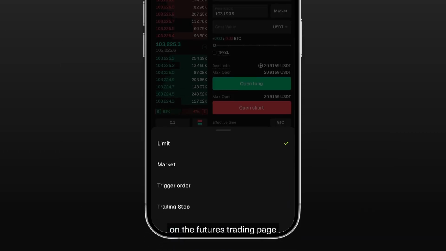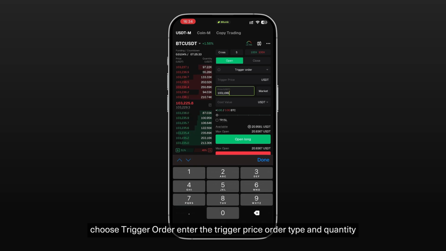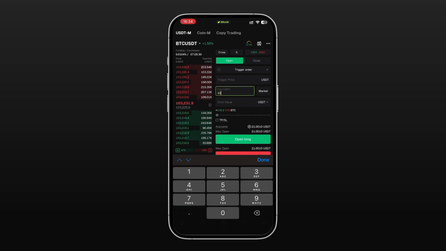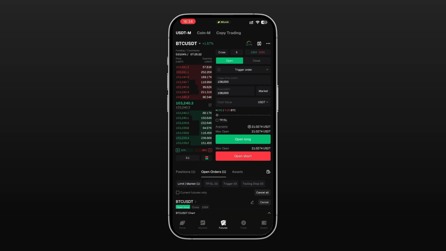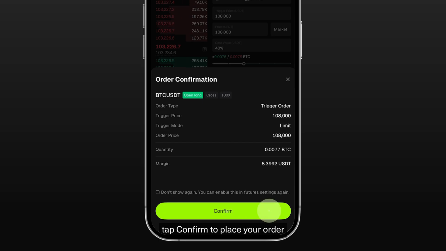On the Futures Trading page, choose Trigger Order. Enter the trigger price, order type, and quantity. Tap Confirm to place your order.